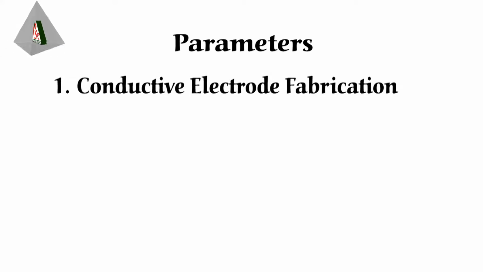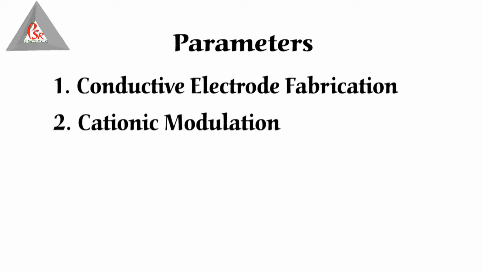However, synthetic achievements open up many possibilities to tune their activity further. Among the various parameters, these are all well explored. Conductive electrode fabrication: growing the material on a conductive substrate can boost the efficiency of the material. Cationic modulation: insertion of a secondary cation can drastically change the activity of the material.